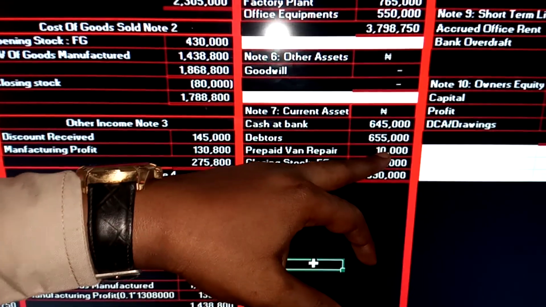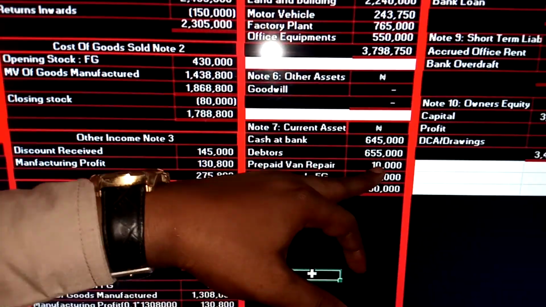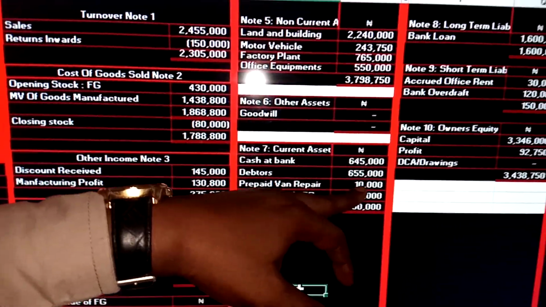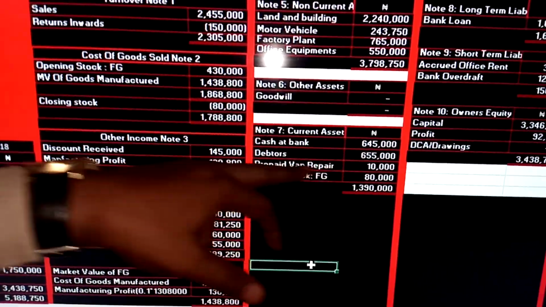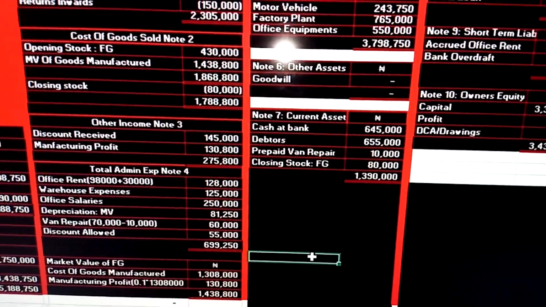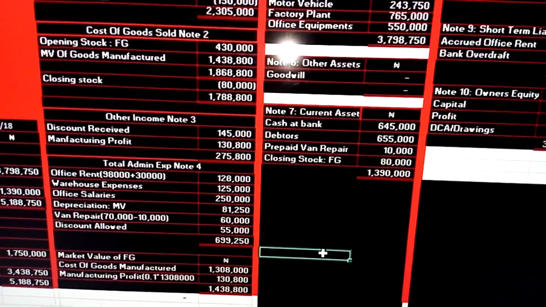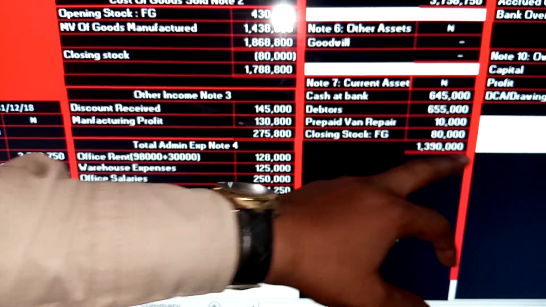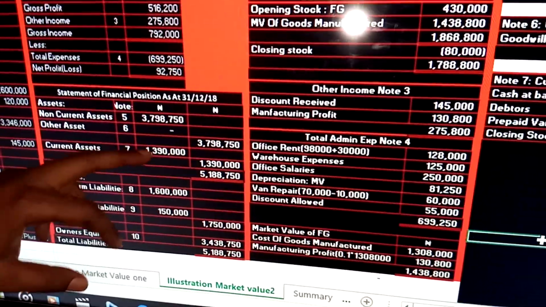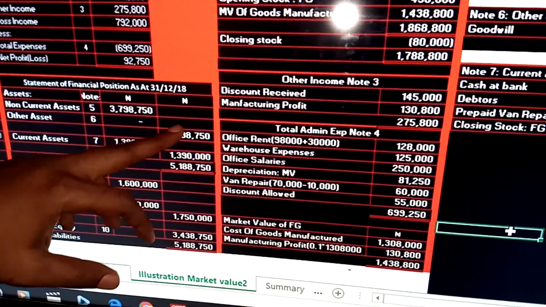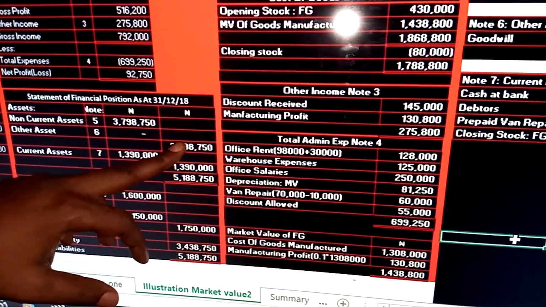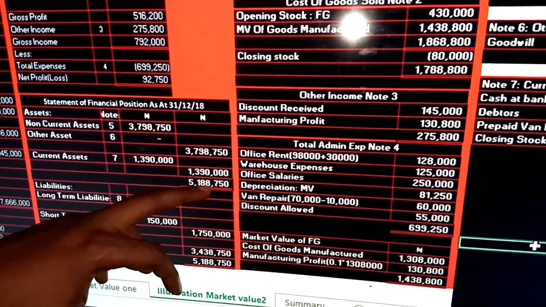I already explained what prepayments are. If you don't understand it, go to the class on prepayments. It's on YouTube. 10,000 prepaid van here. And then we have closing stock of finished goods, 80,000. It's in the question. Look at it here. When you add all together, you have 1,390,000. That's what you have here. So you bring that and add it to your non-current assets. You have 518,750.